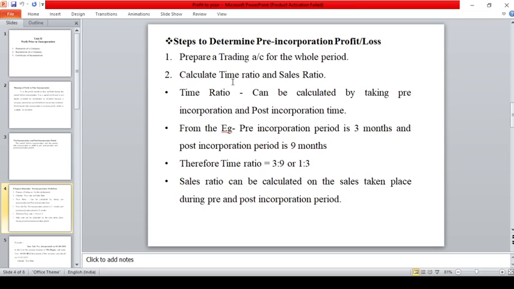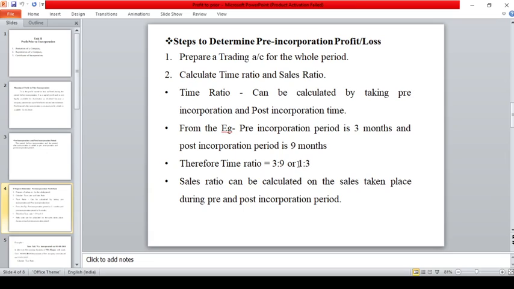Pre-incorporation period is 3 months, so this is the pre-incorporation time, and post-incorporation period is 9 months. Therefore the time ratio will be 3:9, or you can say 1:3. How is it 1:3? Take the common factor and divide both figures by it. The common factor is 3: 3 ones are 3, 3 threes are 9. So the ratio will be 1:3.